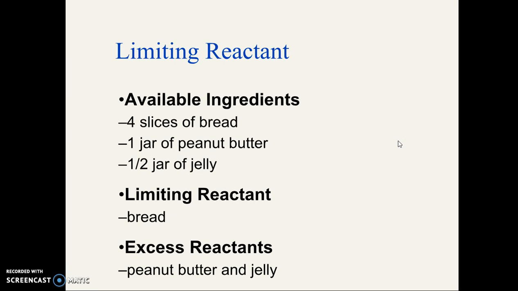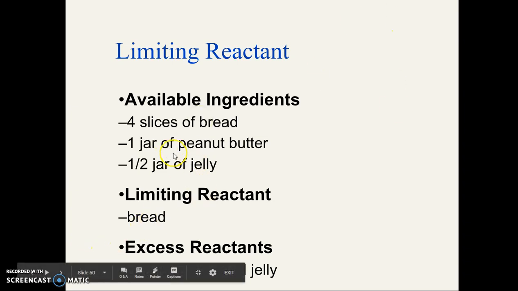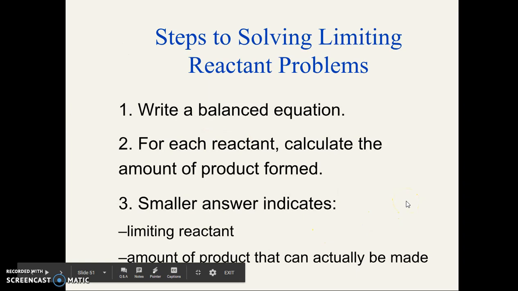So here's a simple example to think about. If I have 4 slices of bread, an entire jar of peanut butter, and half a jar of jelly, when I'm trying to figure out how many peanut butter and jelly sandwiches I can make, my limiting reactant is clearly going to be my bread. I'm going to have excess peanut butter and excess jelly. Now, if I wanted to set up a situation to maximize it and use all of it, I would need to add more bread to make sure that I use all the peanut butter and all the jelly up. But my bread is going to be my limiting reactant.